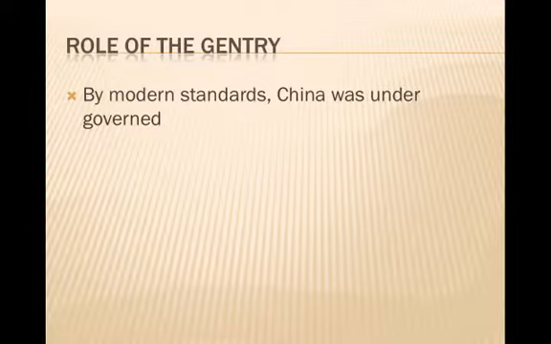So, what do these numbers tell us? Well, by modern standards, China was really undergoverned. And that's not surprising. Power was very diffuse in the early modern world. The state did not do a lot by our own standards today.